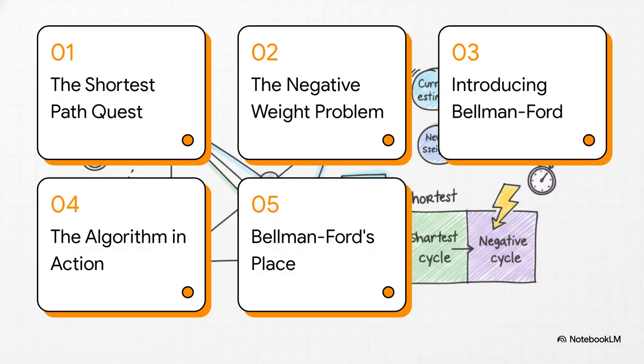All right, so here's the game plan. We're going to start with the basics, the whole shortest path quest. Then we'll throw a wrench in the works with something called the negative weight problem. From there, we'll introduce our hero of the day, Bellman-Ford, watch it do its thing step by step, and then wrap up by figuring out exactly where this algorithm fits into the big picture.